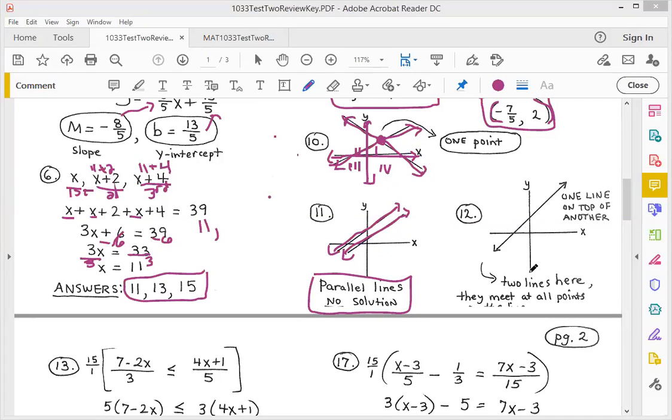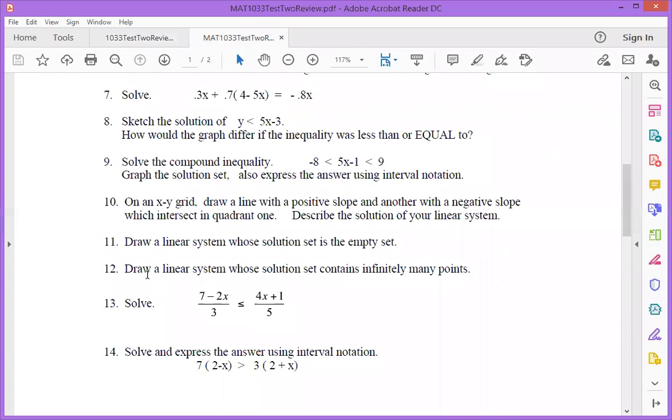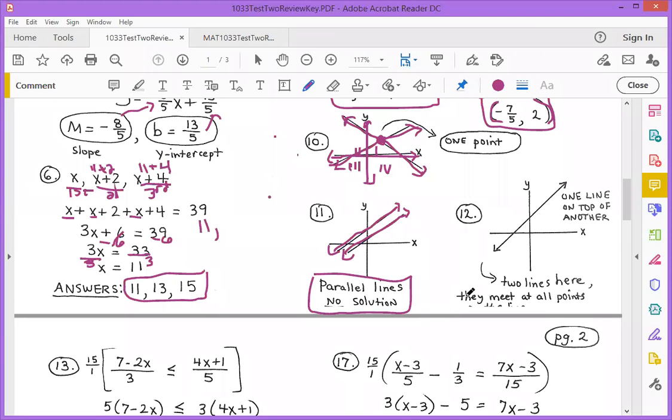All right, let's look at number 12. Number 12 says, draw a linear system whose solution set contains infinitely many points. So we have an infinite number of solutions. Now that graph is the graph of a single line. So you'll just show a coordinate plane, X and Y axis, with one line.